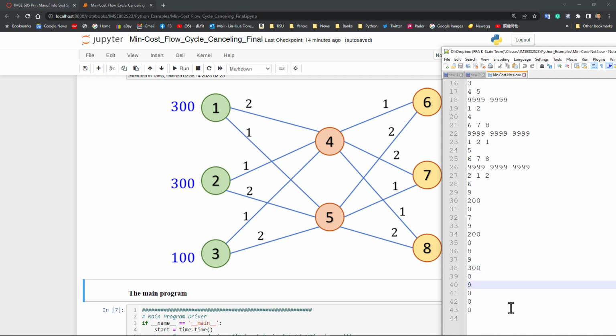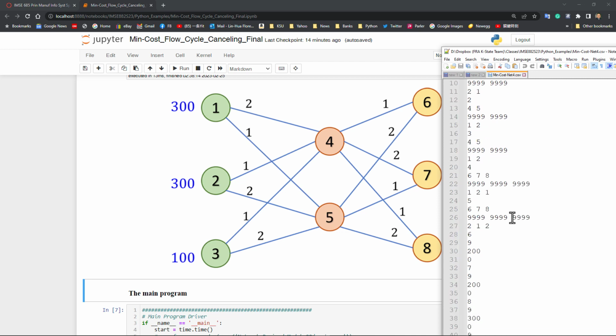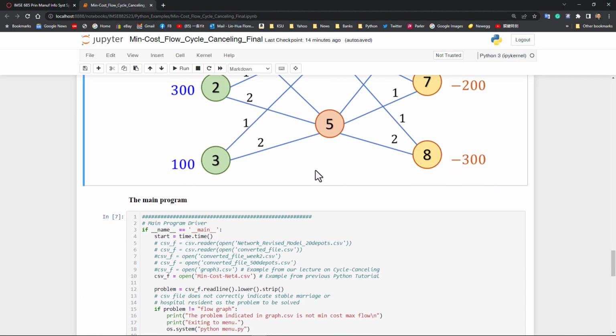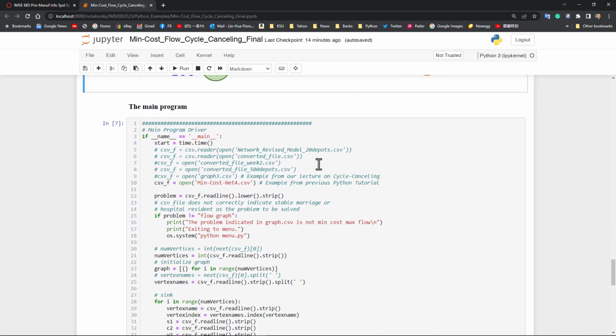Finally, the dummy demand node has nowhere to go, so it goes to node 0 with 0 capacity and 0 cost. And that is also a signal to terminate the data reading process. Okay, so this is the main program I'm reading.